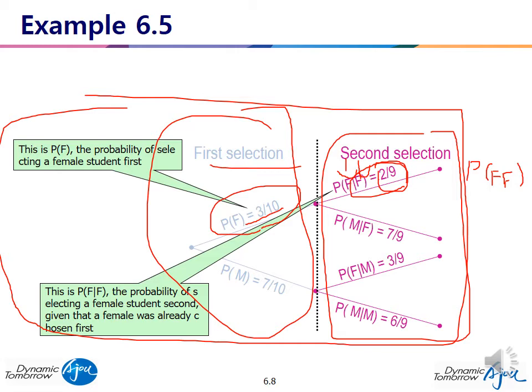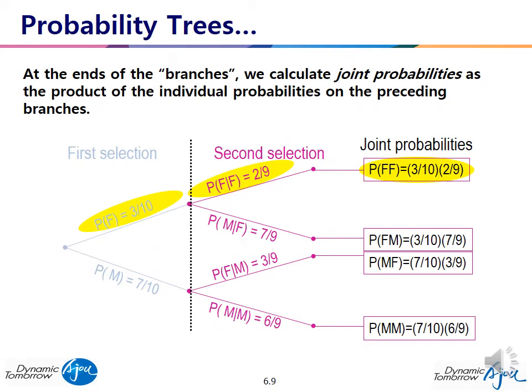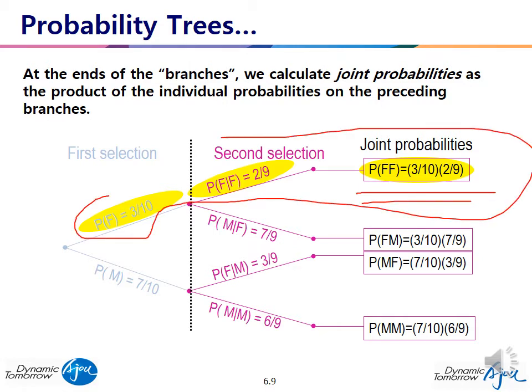How do we calculate this? Just a multiplication rule. Then let's see, next slide. At the end of the branch, we calculate the joint probability as the product of individual probabilities on the preceding branch. So then, you can see the joint probability here. This is what we want to know. But the other part we can calculate.